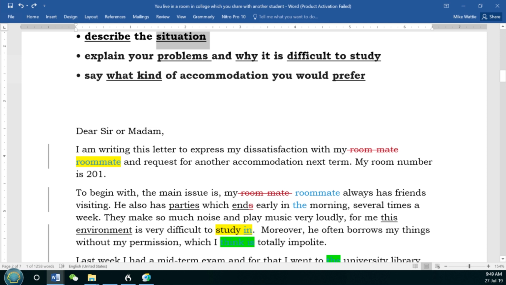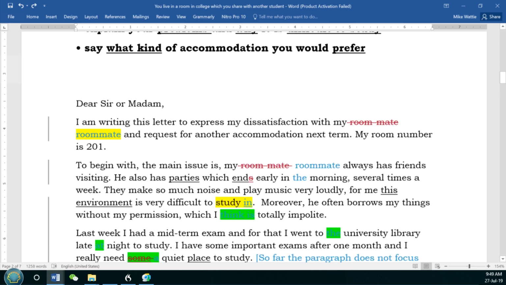The main issue. Well, issue is really a paraphrase of problems. So we can see here that the writer's going straight on to problems, which is very typical for people who don't plan their letters. Okay, so the main issue, the roommate has friends visiting and parties, which end early in the morning. And it's noisy, and so it's difficult to study. And so you see, these are the problems. There's parties, there's noise, he can't study. And then on to borrowing things.